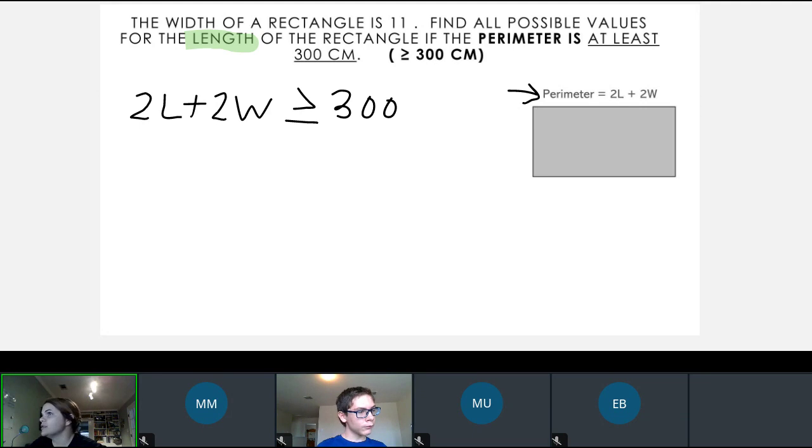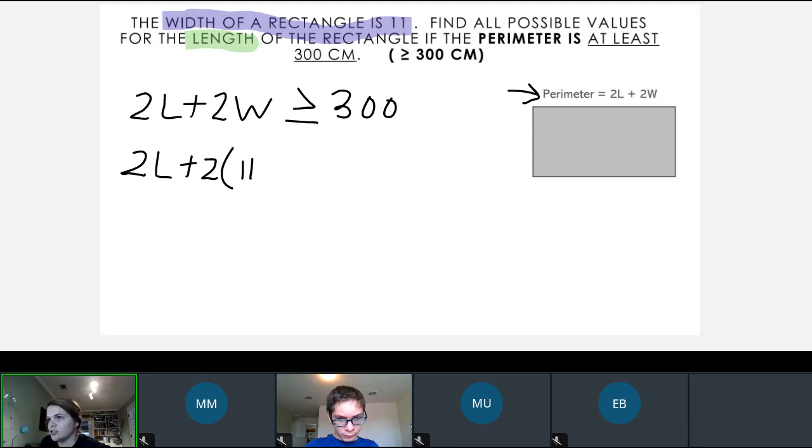So what are we going to do with this W? Well, if you remember at the beginning of the problem, it said that the width of the rectangle is 11. So now I'm going to go back down here and say, okay, 2 times length plus 2 times the width, which is 11, is going to be greater than or equal to 300.